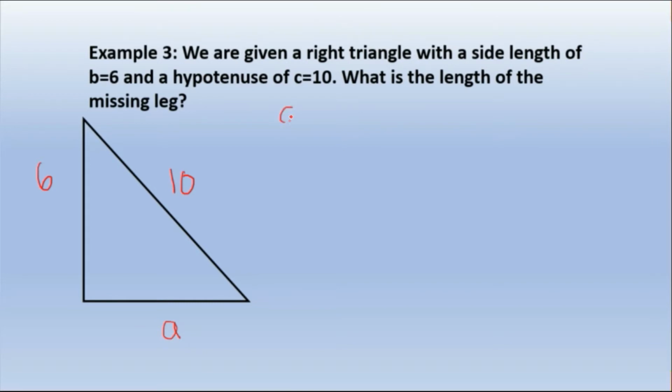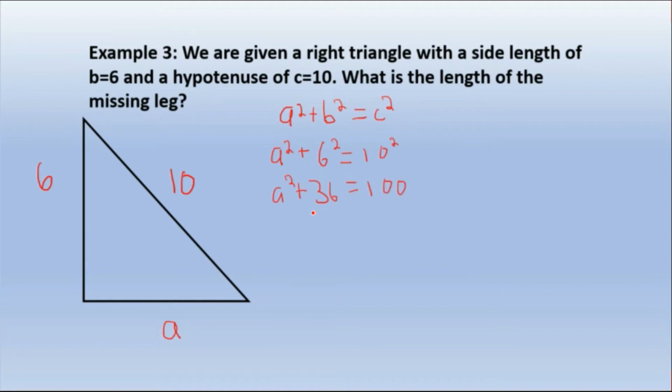So A squared plus B squared equals C squared. We have B and C, we just need to find A. So since we don't have A, we're just going to call it A squared. Our side length is 6, so 6 squared. And our hypotenuse is 10, so 10 squared. Alright, so let's just simplify this a little bit. 6 squared is 36, and 10 squared is 100.